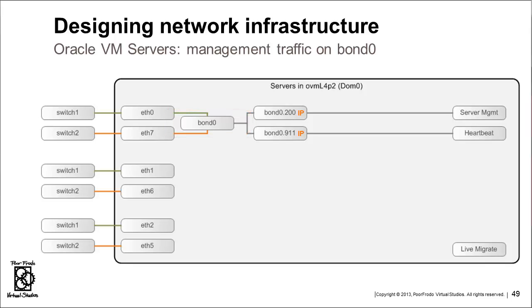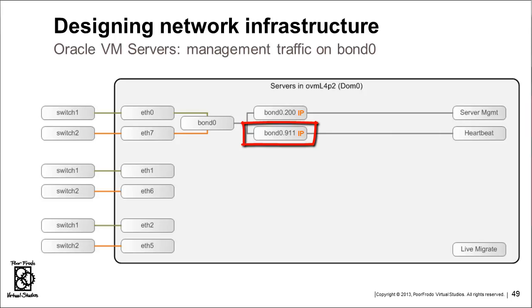Now I'm going to choose to install Oracle VM Server Management Channel on VLAN 200. So that device will also be created automatically during the install, and an IP will be assigned to the VLAN device on DOM0. I'm also going to change the heartbeat to use VLAN 911 on Bond 0.